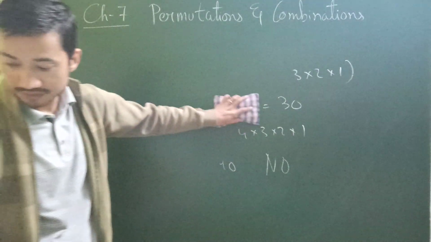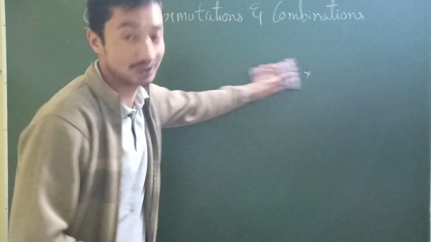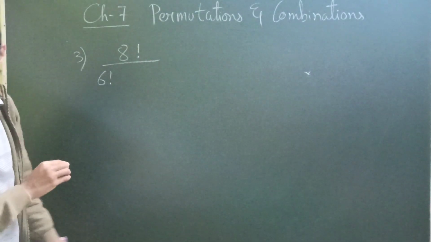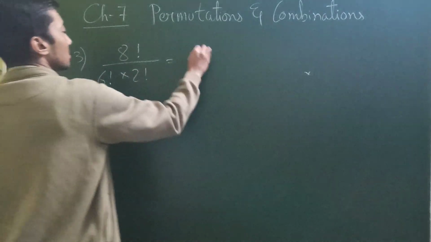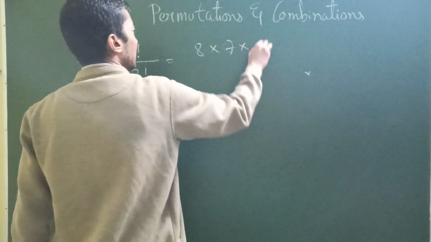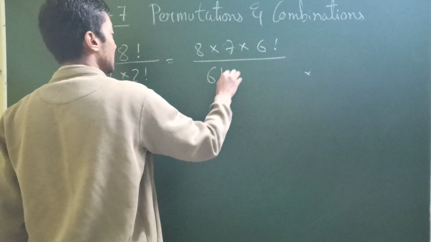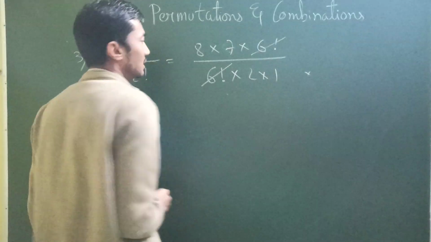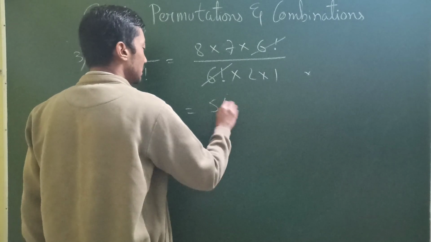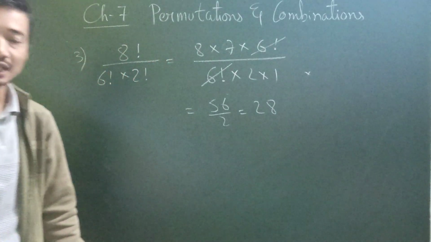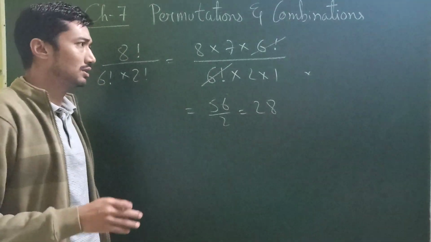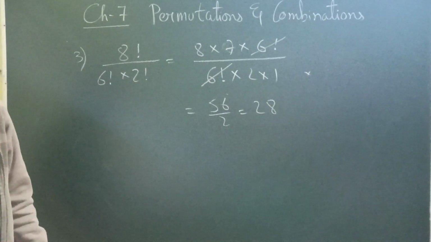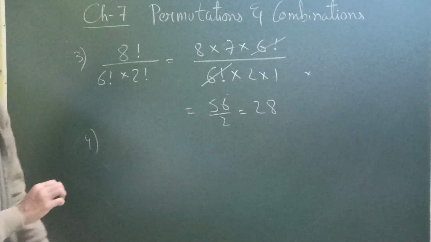What is the next question that we have? Question number 3: compute 8 factorial by 6 factorial into 2 factorial. These are just simplifications. So 8 into 7, I'll stop at 6 factorial because I can see a 6 factorial here. 2 factorial, I will expand as 2 into 1. Now this 6 factorial and 6 factorial, same quantity, I'll cancel out. So 8, 7, 56 by 2, that is 28. So it's simple arithmetically. Just don't do anything careless with these factorial notations. Respect its properties. That's it.